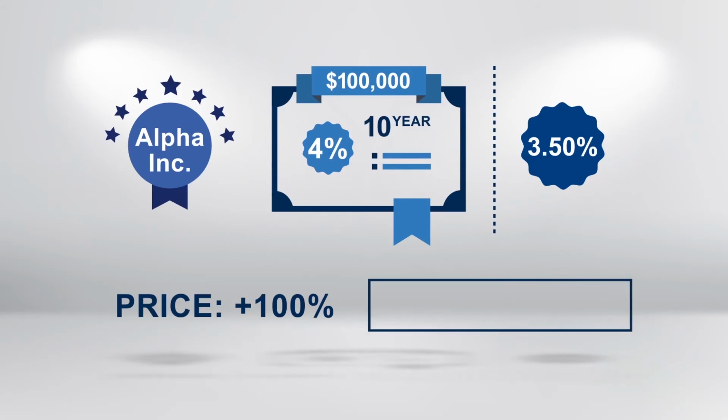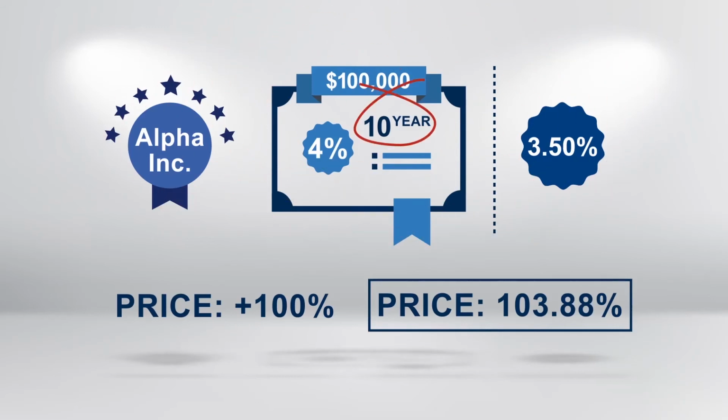In this instance, it will rise to above 103.88%. At this price of 103.88%, a 10-year bond with a credit rating of AA and a coupon of 4% is trading at a yield to maturity of 3.5%. Now we know from the previous page that bond prices and interest rates have an inverse relationship. In this case, interest rates fell and the price of the bond went up.